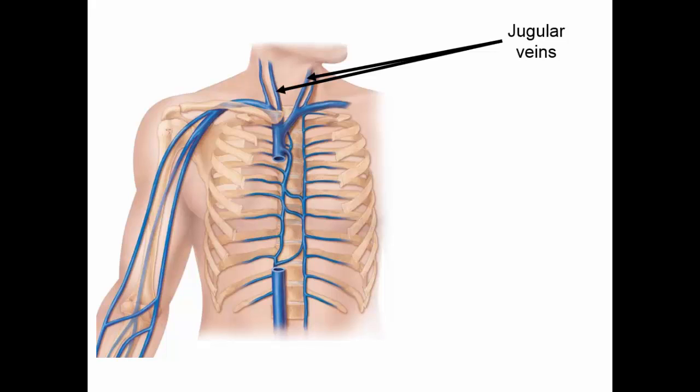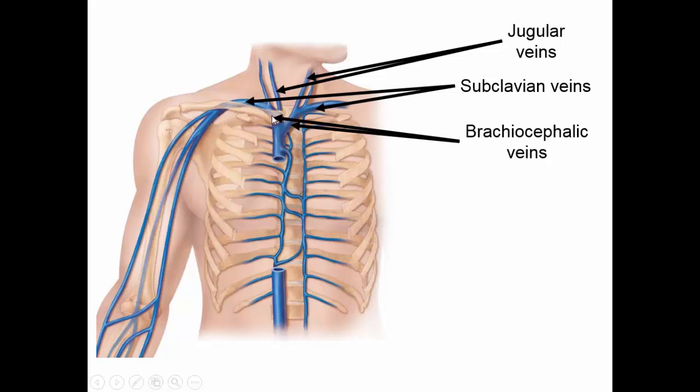The jugular veins come down from the head and neck, and the subclavian veins come in from the arm. On both sides of the body, the jugular and the subclavian veins merge to make the two brachiocephalic veins. These two veins merge to make the superior vena cava, which will return blood to the right atrium of the heart.